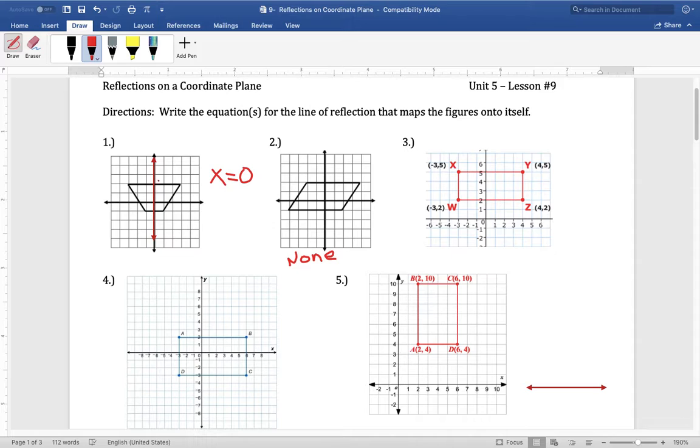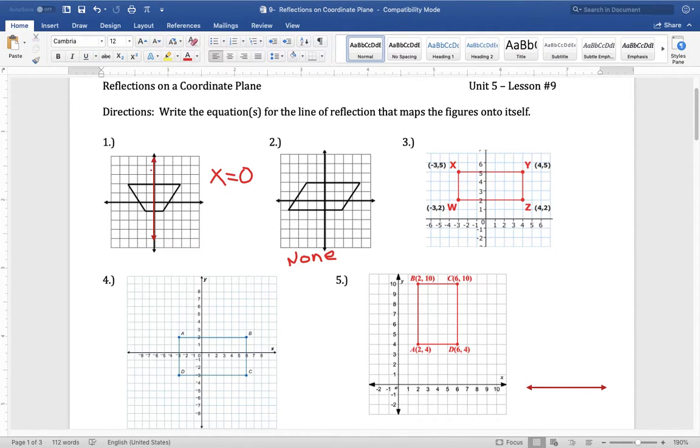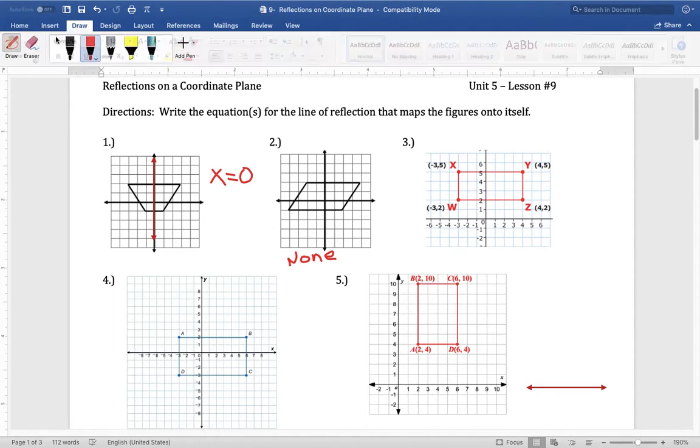Number 3. Okay, so number 3, we'd be looking at some vertical line that would match the shape over. And if we put this vertical line here at 1, you can see it doesn't quite work. And if we put it over here at 0, we can see it doesn't quite work. So this one's kind of strange, but it would have to go through right here, which would be right in between. And if you were to try to figure out the equation of this line, think about it.